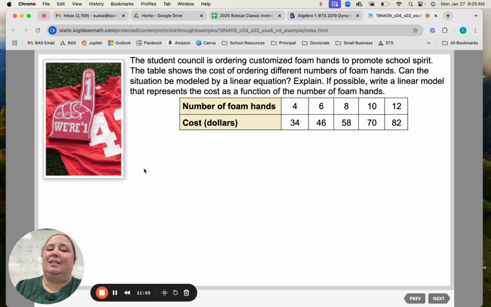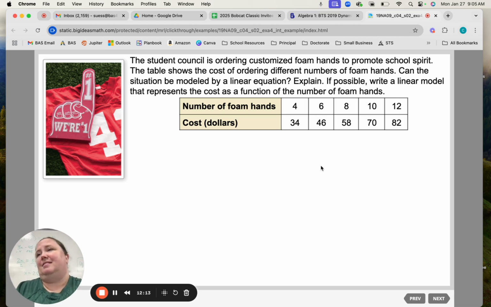All right. The student council is ordering customized foam hands to promote school spirit. The table shows the cost of ordering different numbers of foam hands. Can the situation be modeled by a linear equation? Explain. If possible, write a linear model that represents the cost as a function of the number of foam hands.